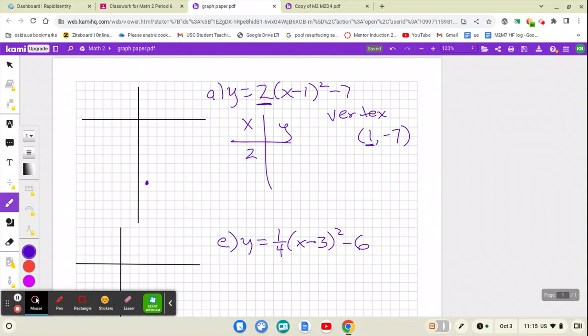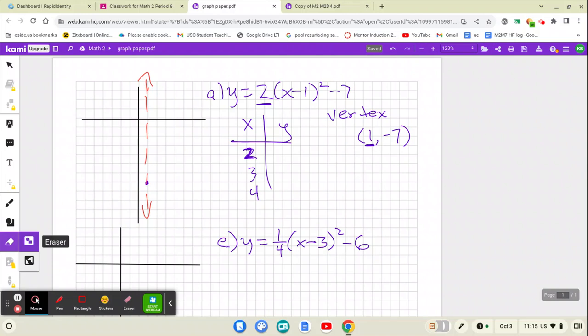Since 2 is close to 1, I'm going to use 2. I could use 0 also, but since I'm using 2, I don't want to work both sides of the vertex. I don't want to use 2 and 0. I want to use 2 and 3 and maybe 4. It might be too big. Because if I used 2 and 0, I'm going to get the same y value. I'm going to use the line of symmetry to get that y value. Let's just throw in the line of symmetry right now. It always goes through the vertex. We're going to use that to get the other y values. So let's plug in and calculate.